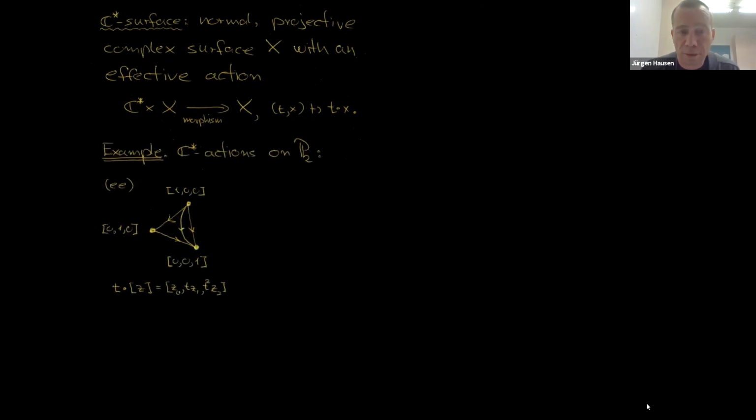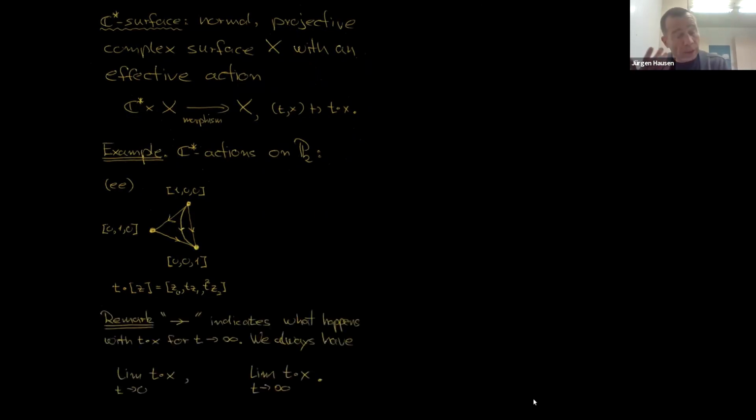Let us have a look at some very basic but instructive examples: C-star actions on the projective plane. In this picture, we see the projective plane represented by the triangle of its coordinate axes. And the C-star action is given in homogeneous coordinates by t dot z equals (z0, t z1, t squared z2). In this picture, these arrows indicate what happens with t dot x if t goes to infinity.